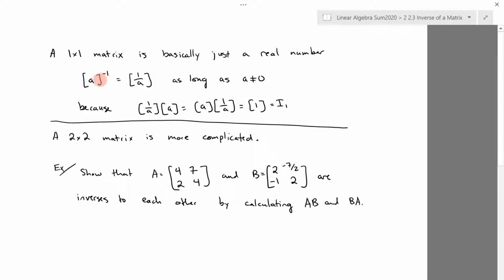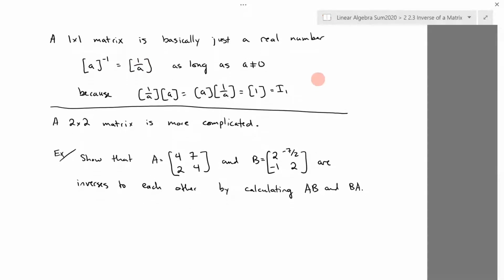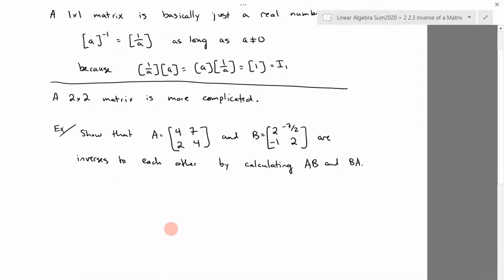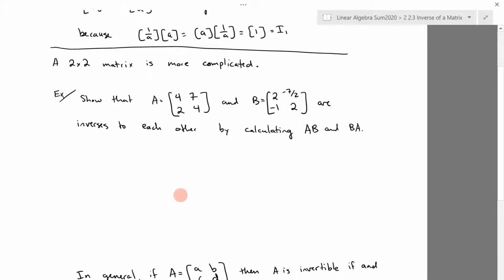So the inverse of some number A is just the reciprocal, as long as A is not equal to 0, basically because multiplying 1-by-1 matrices is the same as multiplying real numbers. A number times its reciprocal cancels out and you get 1, which is the 1-by-1 identity matrix. Okay, so the 1-by-1 matrix is pretty straightforward, but what about larger matrices?